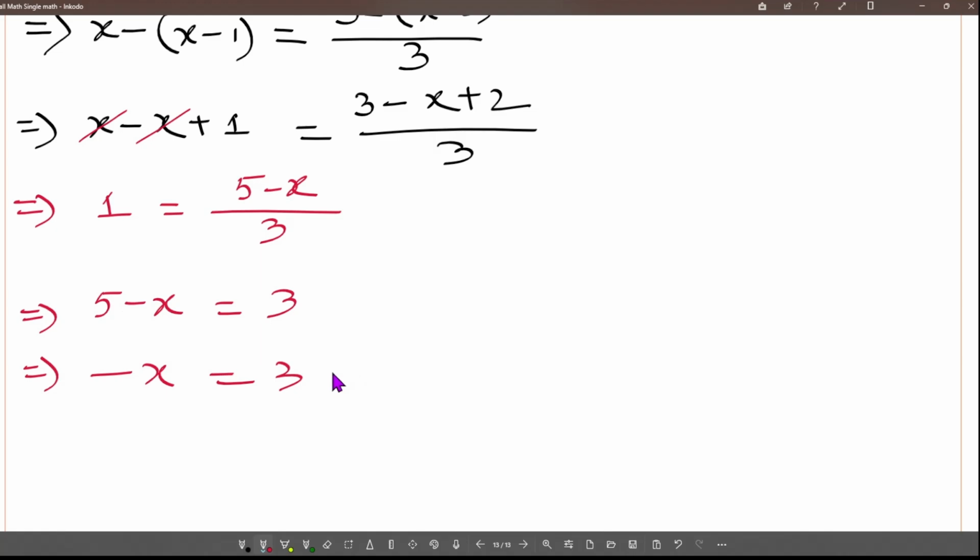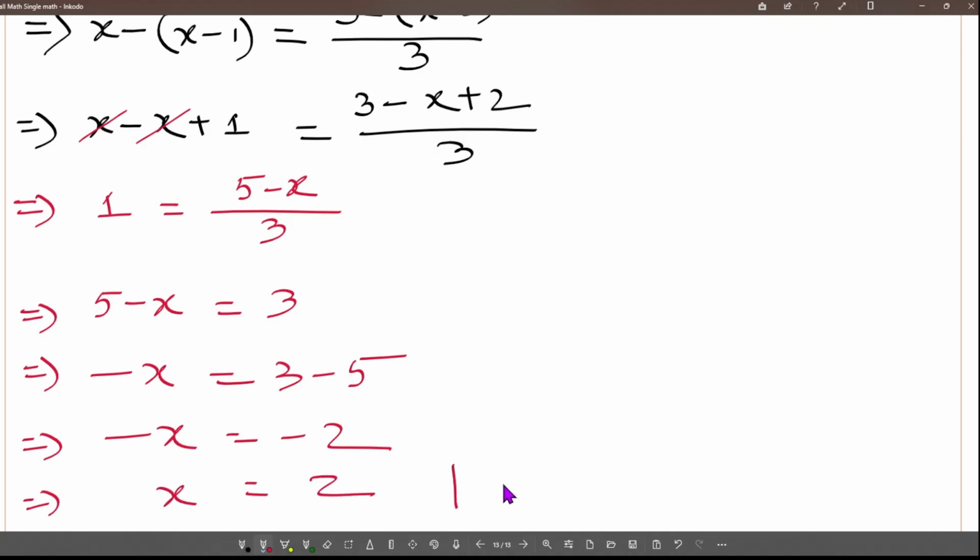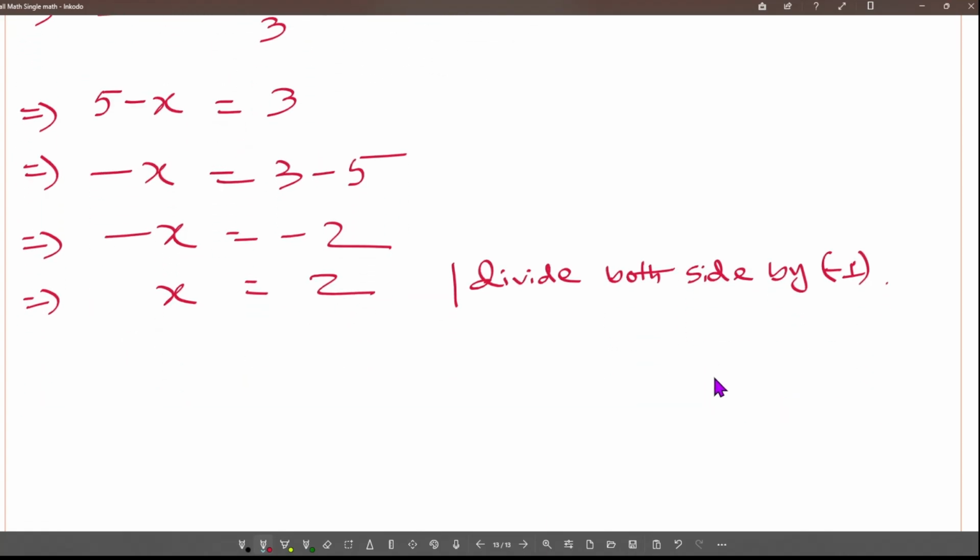This 5 moves from the left side to the right side, so it becomes minus 5. So minus x equals 3 minus 5, which is minus 2. We can divide both sides by minus 1, so x equals 2. Okay, very simple, x equals 2.